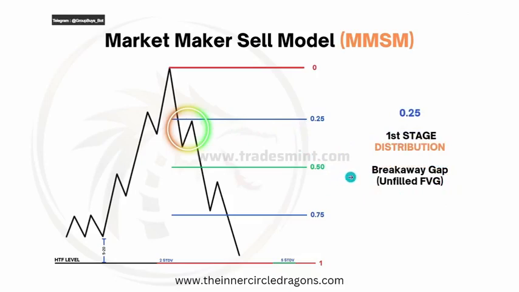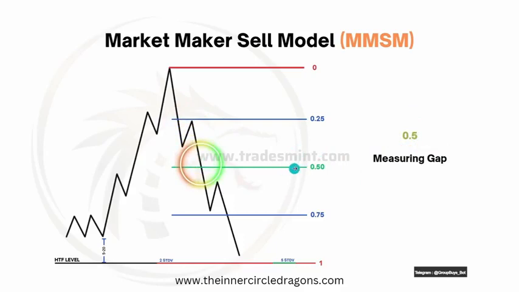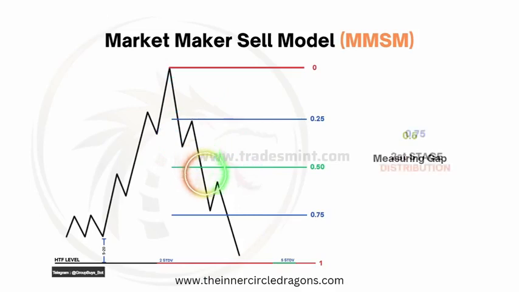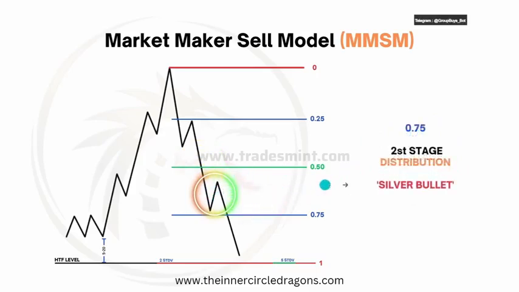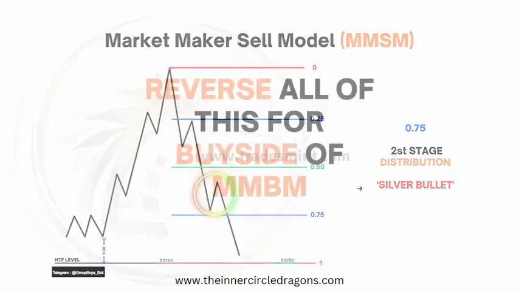We will get into a lot more detail in future lessons about gaps. Again, at the 50% grade, we are likely to see our measuring gap, which will be an unfilled fair value gap at the midpoint of the range. Again, this measuring gap will give us extra confluence that our calibrated terminus was correct. We will normally see our second stage of distribution around 75% of our graded range. This is known as the silver bullet. In the next lessons, we'll go into detail about how and why the silver bullet entry forms, and how we can utilize this to take an entry.